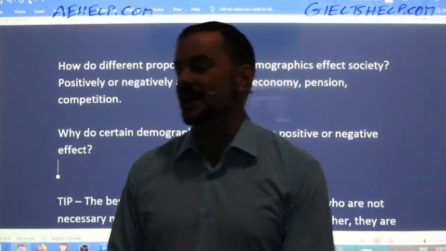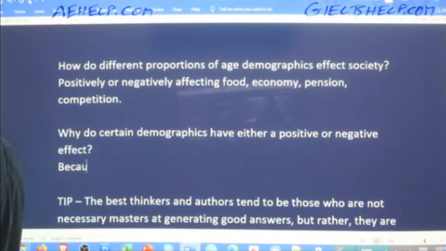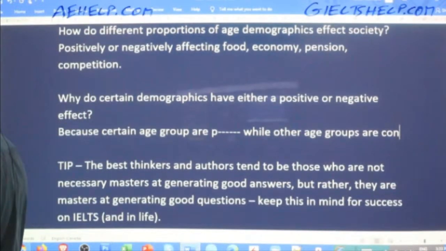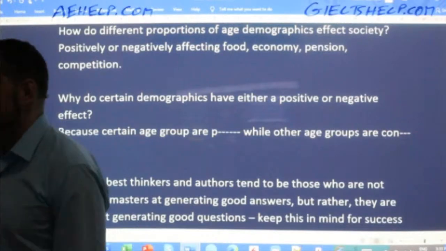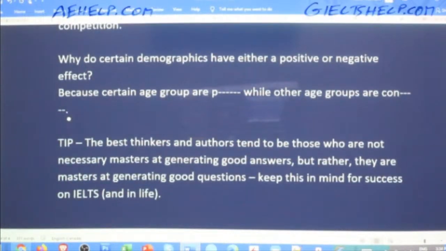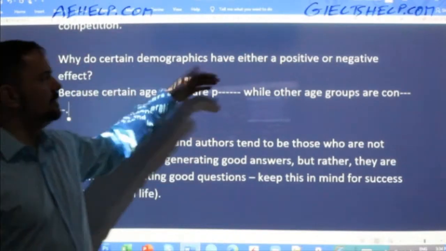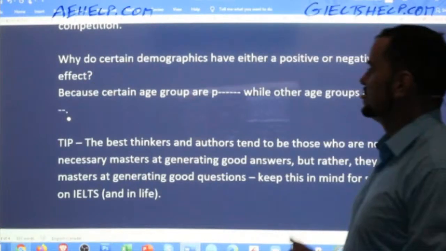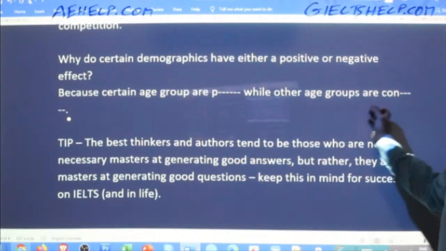Yes, let's try to simplify that, because certain age groups are, while other age groups are, what are the missing words? Can anybody tell me that? And then you'll have the right idea. Really pushing your thinking here. Well, this would be Adrian B's answer here. So Adrian A says, why do certain demographics have either a positive or negative effect? And then Adrian B would say, well, because certain age groups are, while other age groups are.